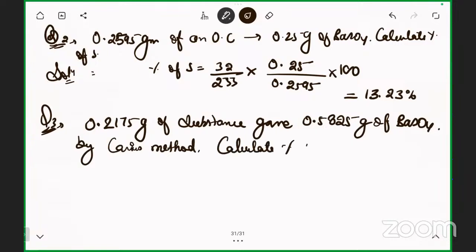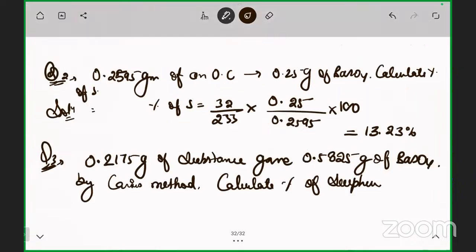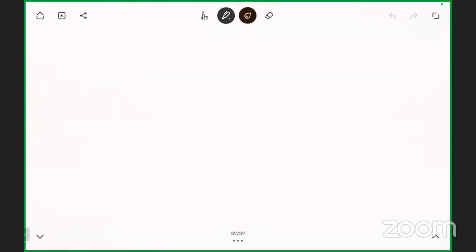Calculate the percentage of sulfur. So this is your homework. Okay, let's discuss the estimation of phosphorus.